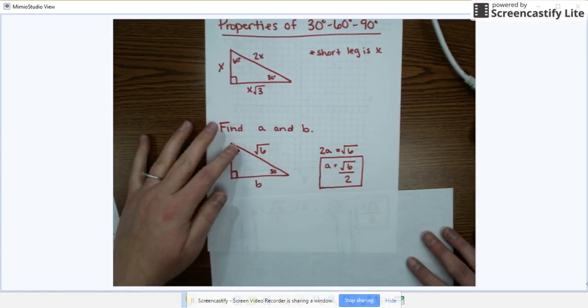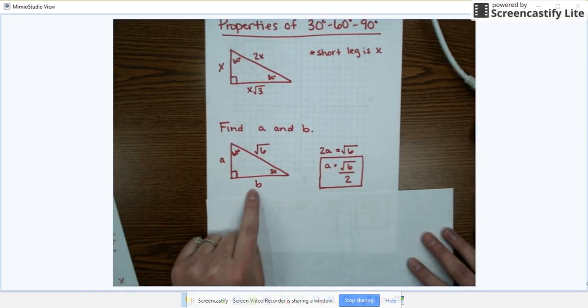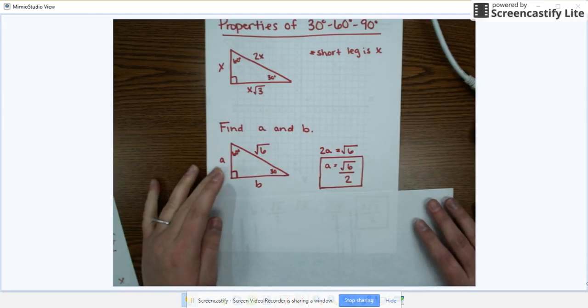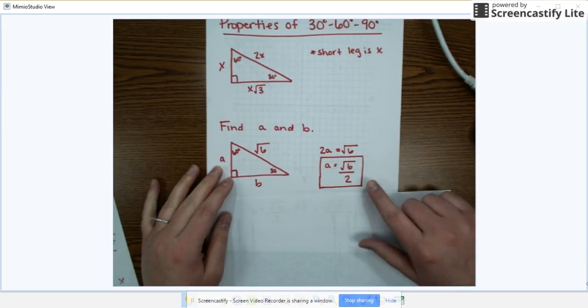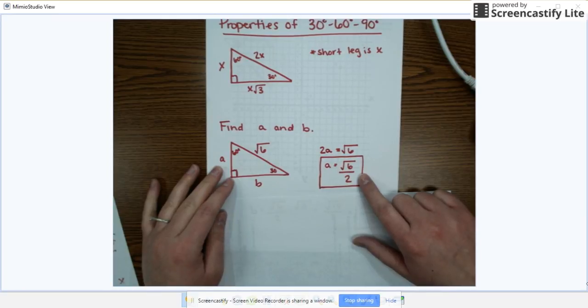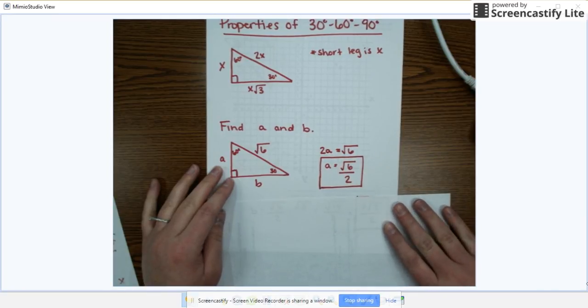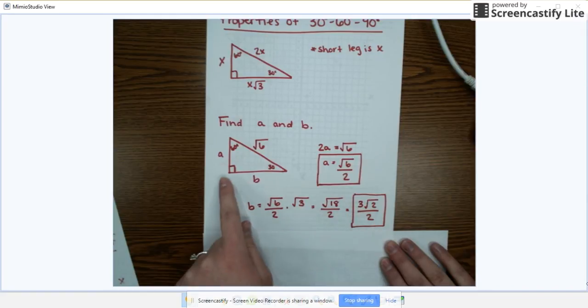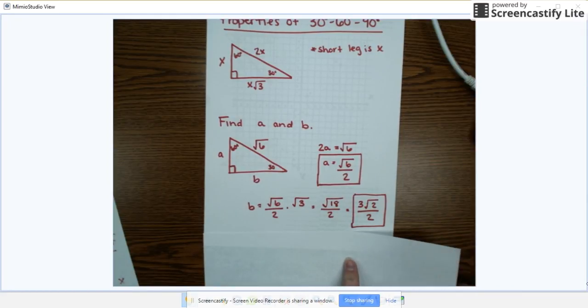And then we can use A to help us find B. We would need to multiply by the square root of 3. So when we do that, if you multiply the numerator by square root of 3, you get square root of 18 over 2. And then you can simplify root 18 to root 9 root 2. And root 9 we know is 3. So our long leg or side length B would be 3 root 2 over 2.